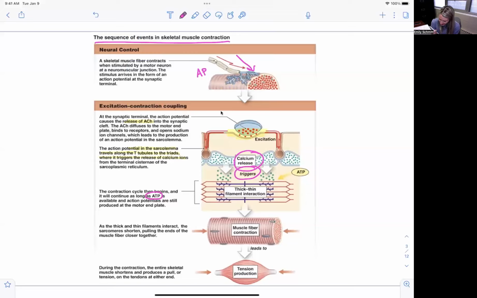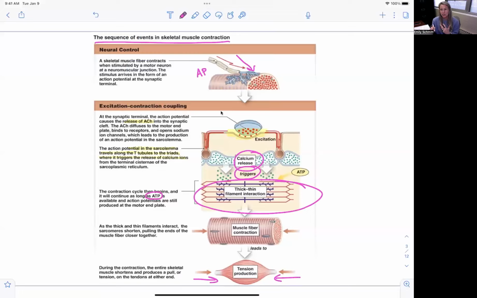Then the thick and thin filaments interact, and the sarcomeres shorten, pulling the ends of the muscle fibers closer together, kind of like the rungs of a ladder. Again, I think the YouTube video prior to this did a really good job visualizing what is going on with the actin and the myosin in terms of this contraction and coupling. During contraction, the entire skeletal muscle shortens, so it produces tension and a pull at either end. So again, this is just a quick overview.